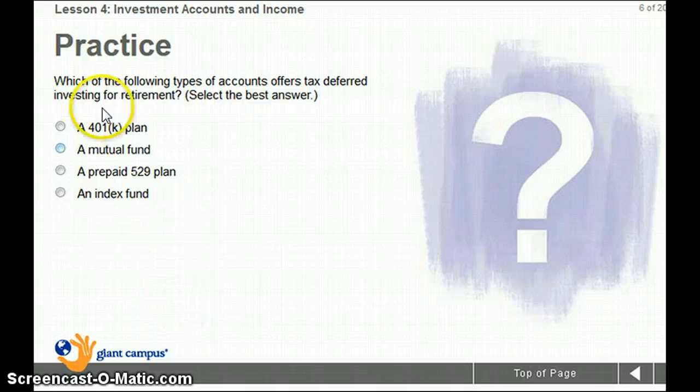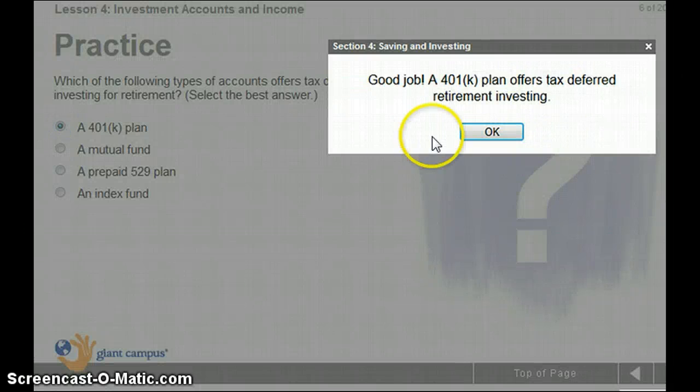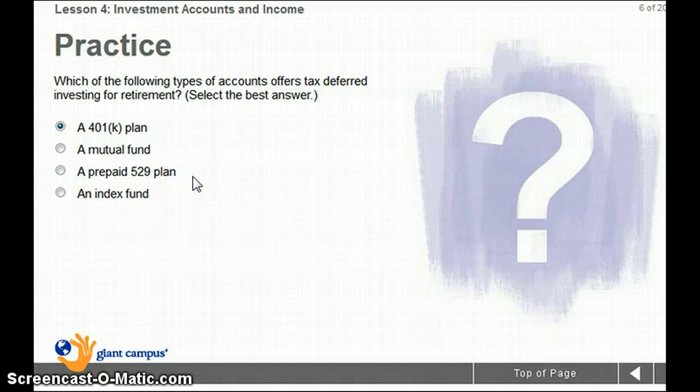So if I'm going to retire, which of the following types of accounts offers tax-deferred investment for retirement? Well, it's either a 401k plan, a mutual fund, a prepaid 529 plan, or an index fund. If you said 401k plan, you're correct. That actually is not taxed, although you have to cash it in at a certain age.